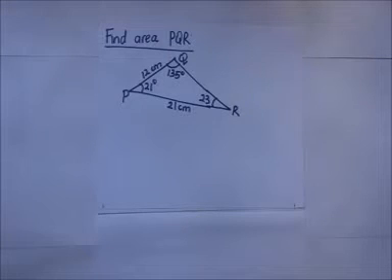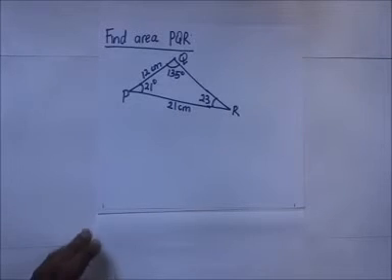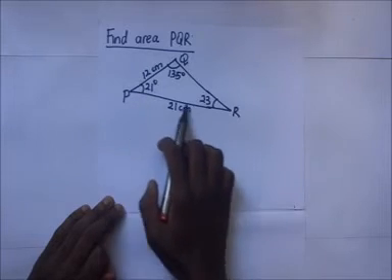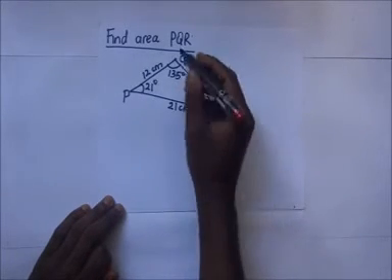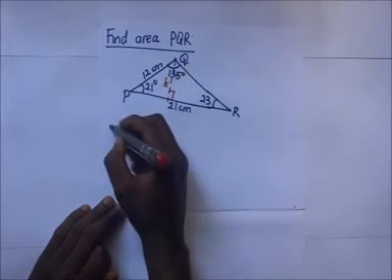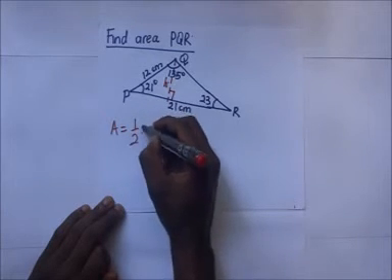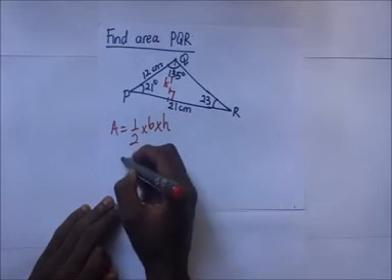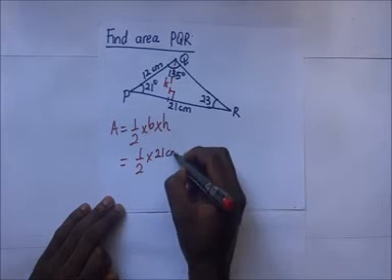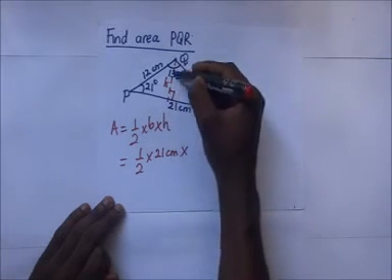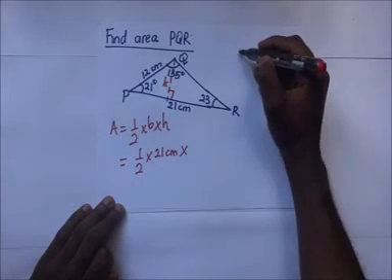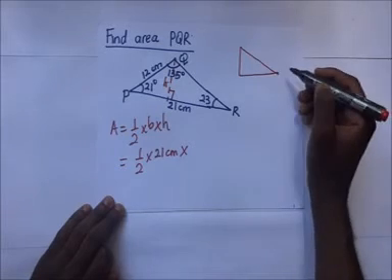Now, finding the area of this triangle PQR, we simply choose a base. We can choose this base, we can choose that base, but let's choose PR as our base. And if we choose PR as our base, it means our perpendicular height should drop in like that, our perpendicular height H. So we know that our area A is going to be a half times base times perpendicular height. That's going to be a half times our base, which is 21 centimeters, times our perpendicular height. Now this is our perpendicular height we have just created. We do not know what it is. So we are supposed to find that perpendicular height using trigonometry.